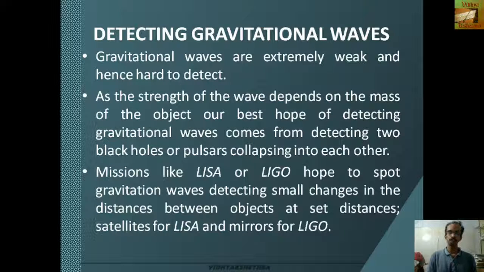Now, how have we detected gravitational waves? That is, missions like LISA or LIGO hope to spot gravitational waves by detecting small changes in distances between objects at set distances. And the changes in distances are found out in the case of LISA by using satellites, while in the case of LIGO, it is found out using mirrors.